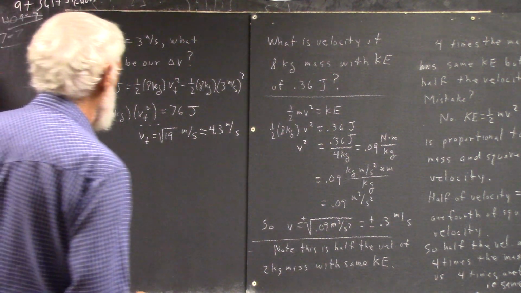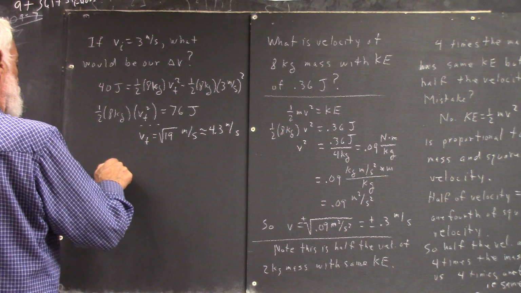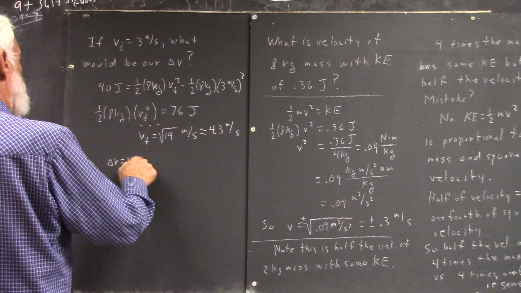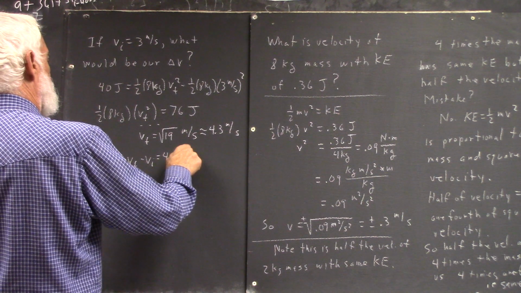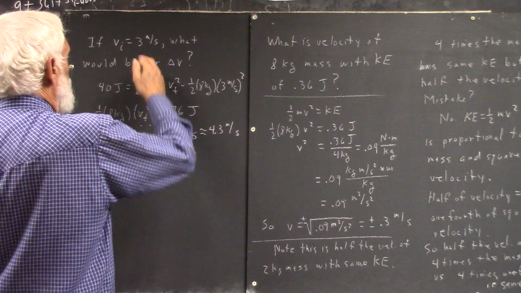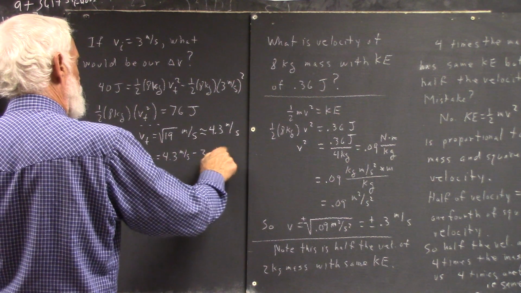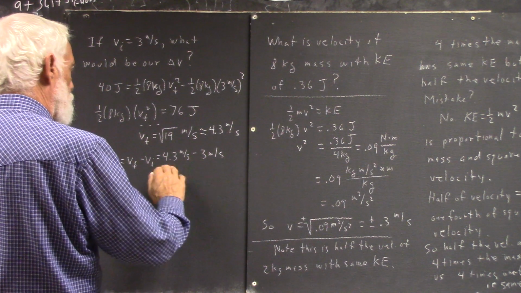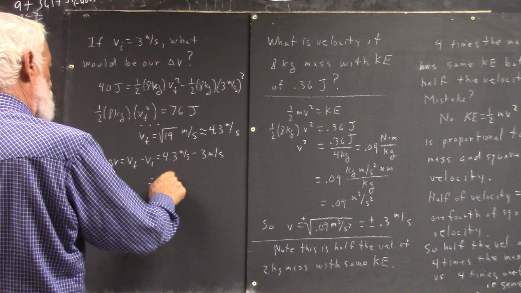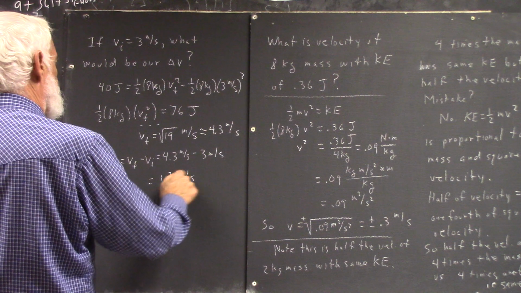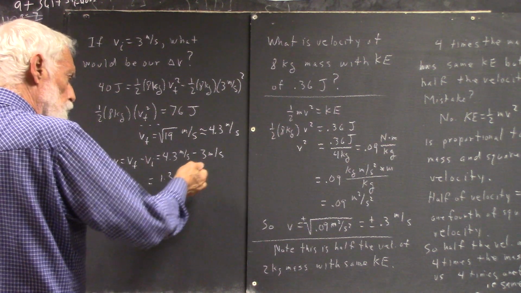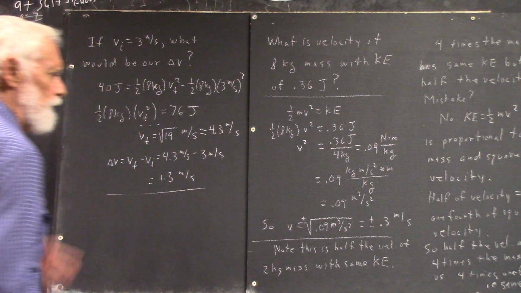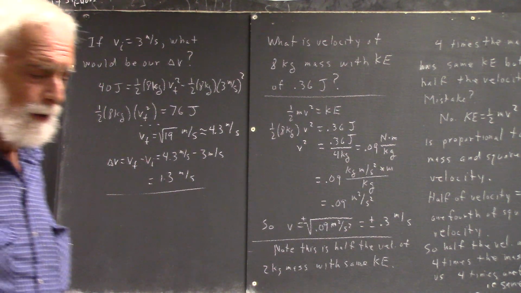Okay, well, delta V is Vf minus Vi, which is 4.3 meters per second minus, what do we have, 3 meters per second. Obviously, that's 2.5, whoa, wait a minute, that's only 1.3 meters per second. Okay? What's this foolishness? It came out different.